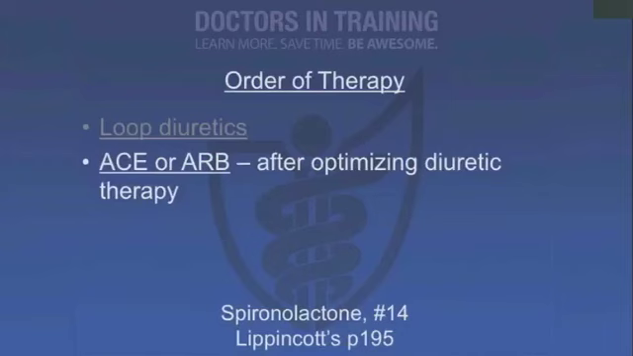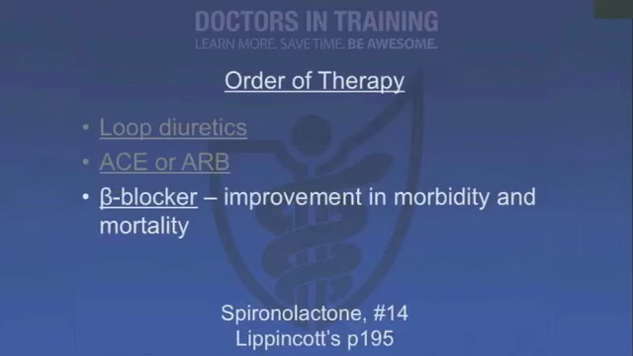Next, you want to move to ACE inhibitors, or ARBs, if the patient is intolerant to ACE inhibitors. These are added after you optimize diuretic therapy, and you're going to gradually titrate the dose to the maximum tolerated dose, or the dose that provides optimization of cardiac output. Following ACE inhibitors or ARBs, usually you're going to go to a beta blocker because you want to have that improvement in morbidity and mortality that we talked about.